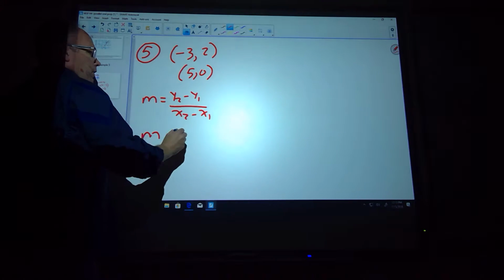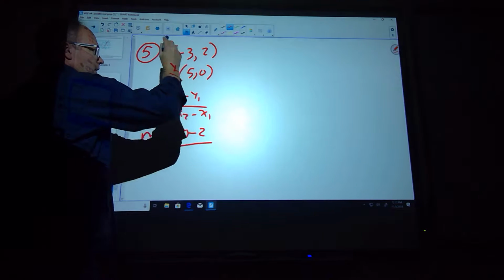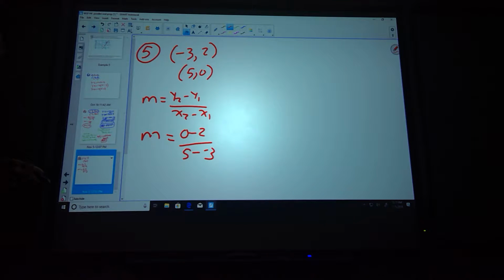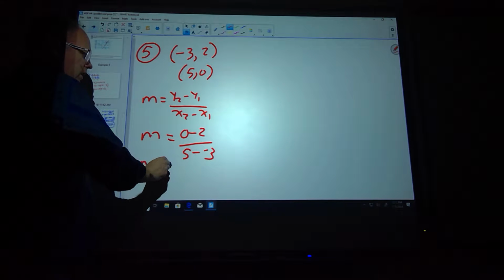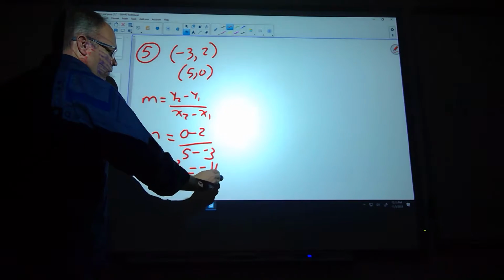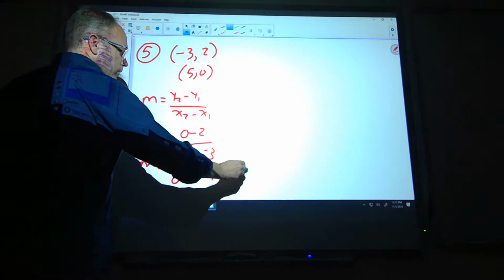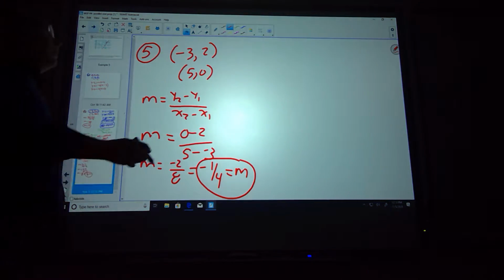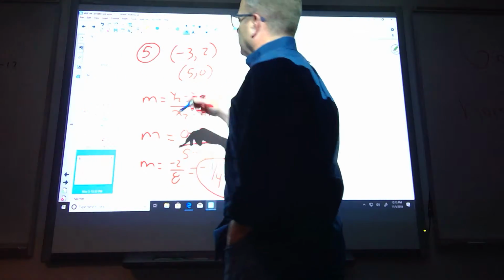So 0 minus 2 and 5 minus 3. Is that okay? So that's going to give me negative 2 over 8, which I think is going to reduce to 1 over 4. That's my slope. Good enough? Then I'll pick one of my points. It doesn't really matter which one. Number 5 says use either point for your equation.